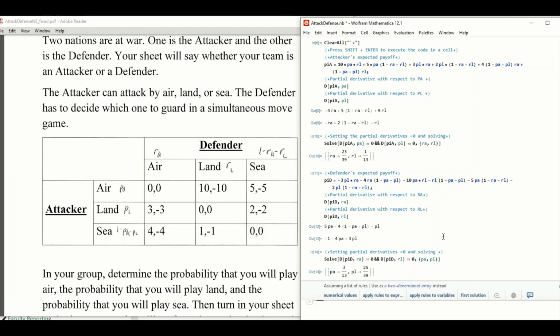Chapter 7 is probably the hardest chapter in the book just because of all the algebra that's involved in trying to solve these games. So after this, it's going to be downhill.